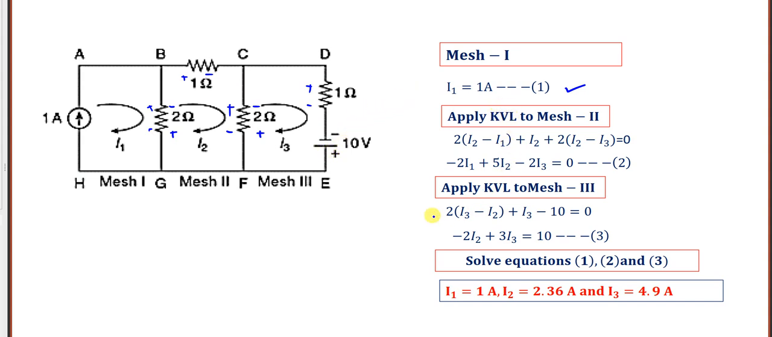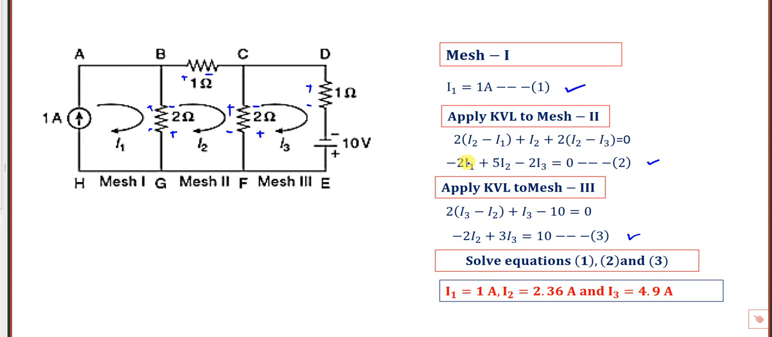So for 3 meshes, 3 equations are required, and we got 3 equations. What you can do is substitute the value of I1 here, and you will get two equations. If we substitute the value of I1 here, you will get the second equation, and you can solve these equations. So now you can use three unknown variables, or you can use two unknown variables, that is left to you. After substituting also you can do.